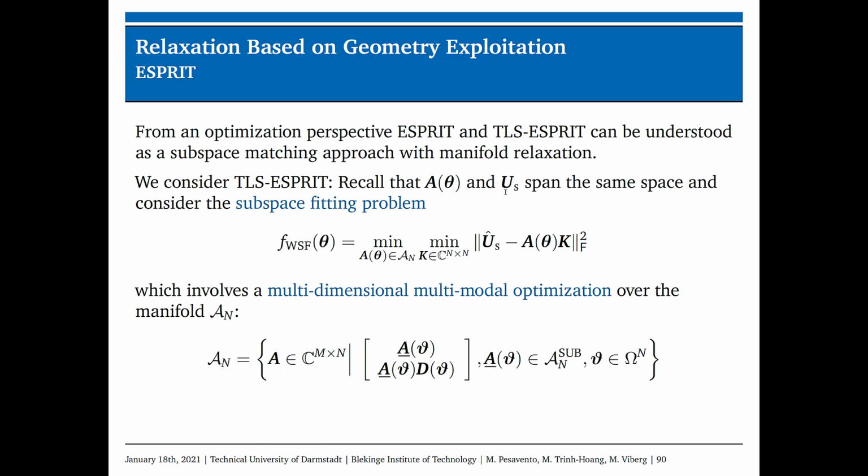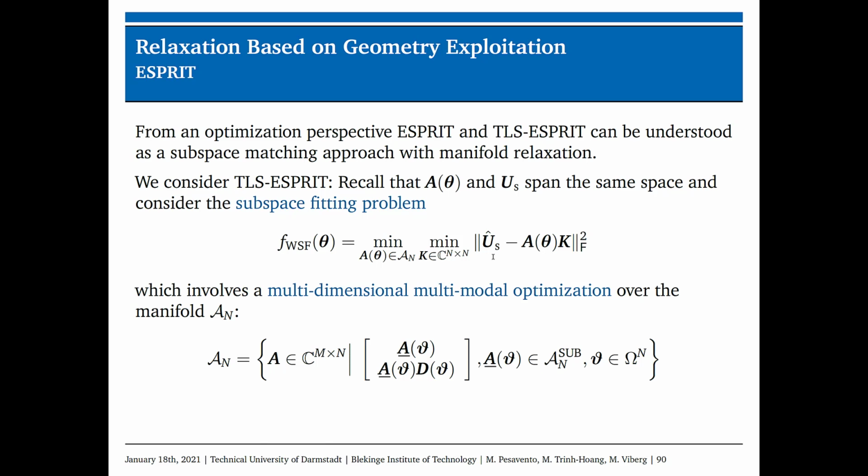Thus for the finite sample estimate of the signal subspace matrix denoted by US hat, this property suggests the following subspace fitting criterion where we fit the product of A times K to the estimate of the signal subspace matrix US hat in a least square sense.